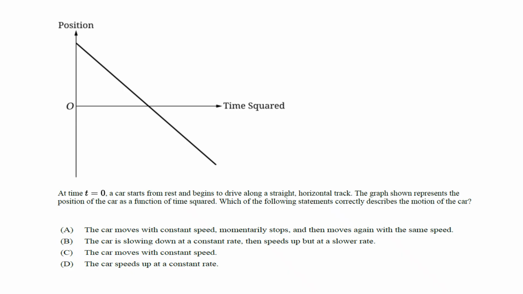So we have the position plotted along the y-axis and we have the time squared plotted along the x-axis. Now, if we denote the position as x, so we have x plotted along the y-axis and we have t squared plotted along the x-axis. Now let's look at one of the kinematics equations which says that the position x after a certain time t is given by the initial position of the object, which is x naught, plus 1/2 at squared.